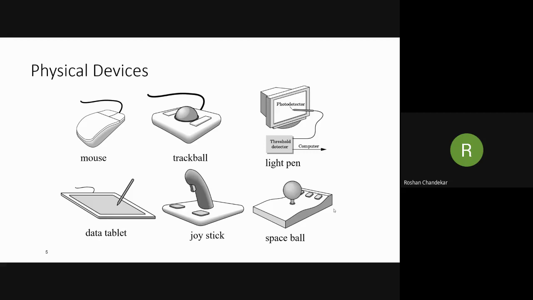And there is a space ball. This space ball is also used to select an object. So these are all the physical devices that we use to select an object.